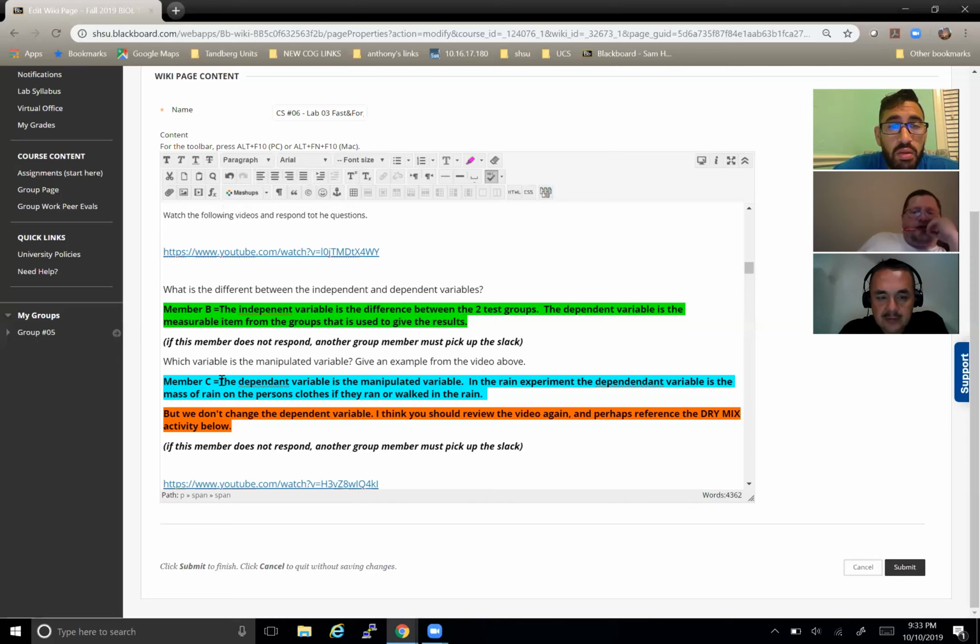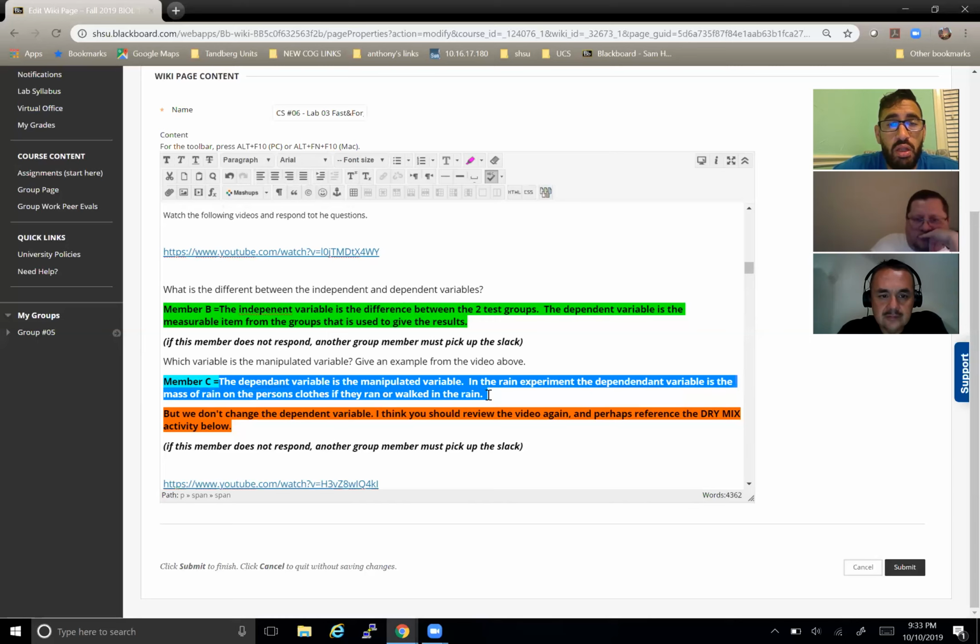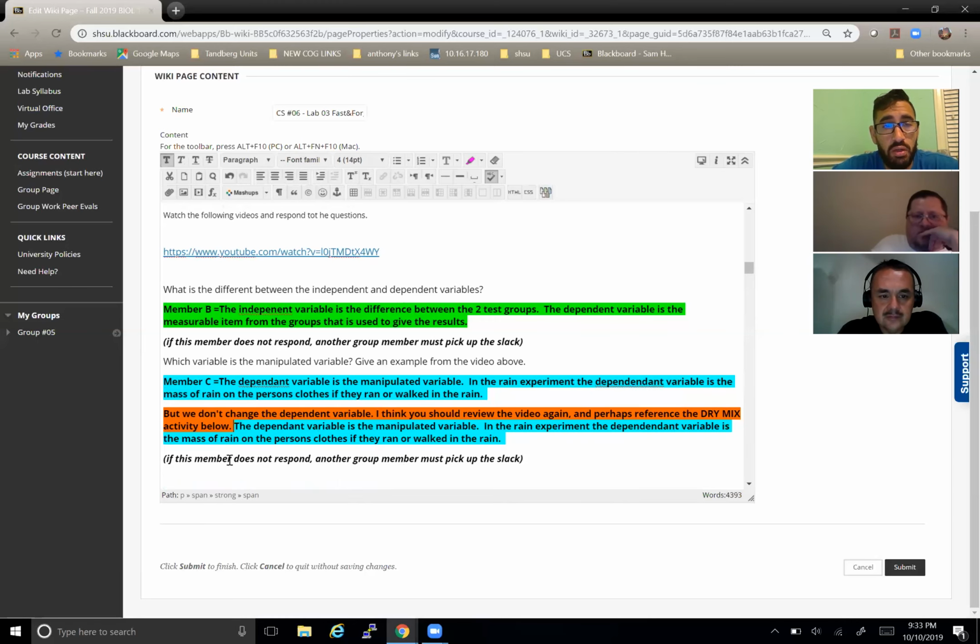The independent is what changed. The dependent is what we're measuring. There we go. So here, I'll knock this one out for you. We can do this real quick while we're here. The independent variable is the manipulated variable. The rain experiment, the dependent variable is the mass of rain on the person's clothes if they ran or walked.